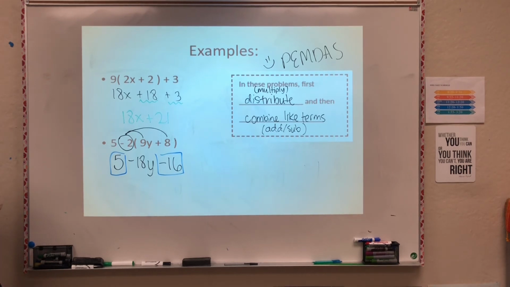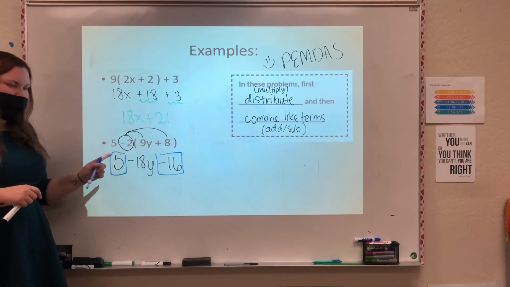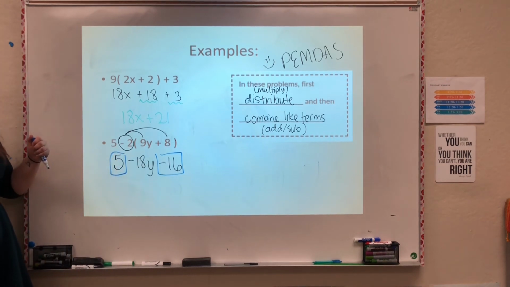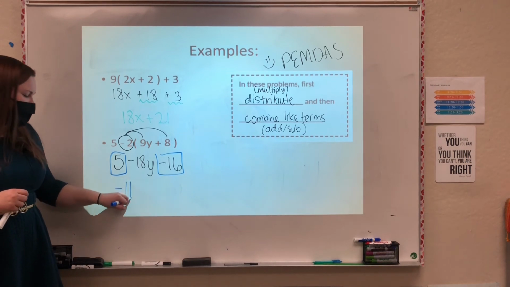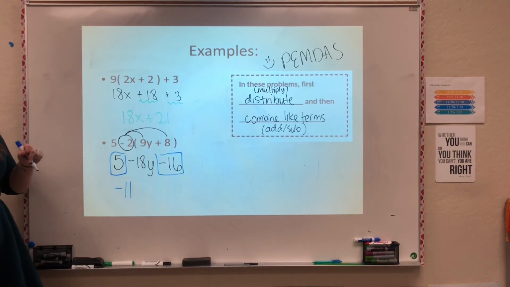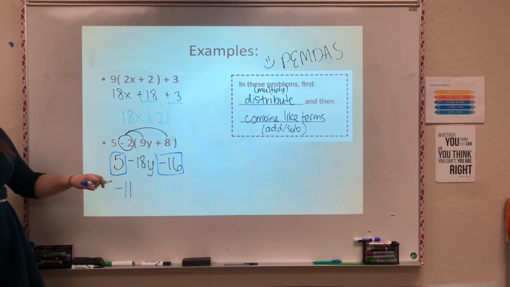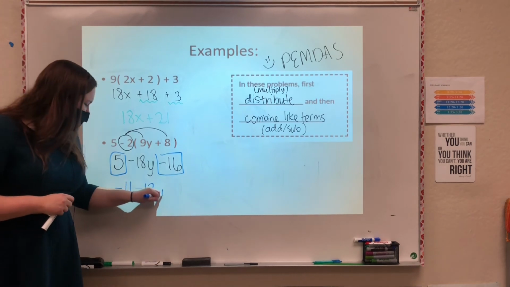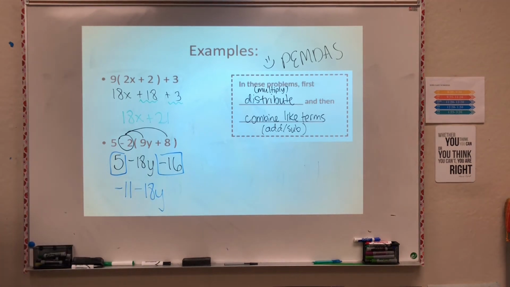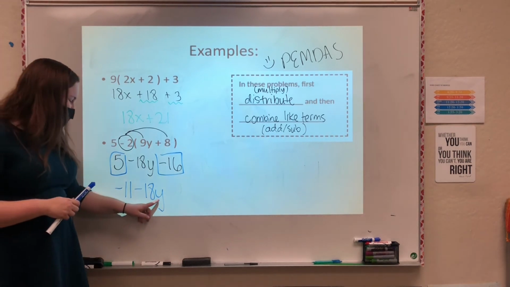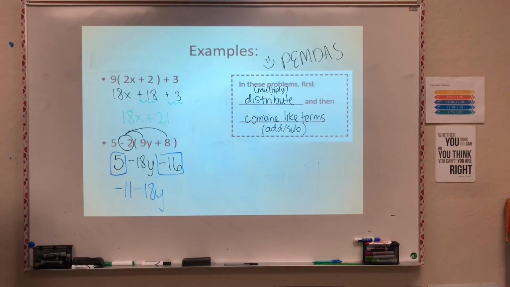If you're getting 14, I think you've got the right idea. You want to subtract these, but what's 16 minus 5? Minus 5 is negative 11. There we go. So we get negative 11 minus 18y. Anything else you want to do? No. Good. I didn't trick you. They're different. They're not like terms. They don't have the same variable. So we are all good to go.